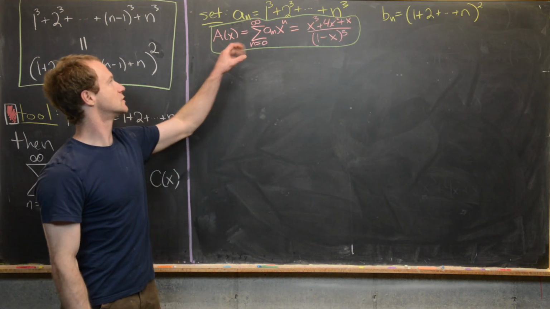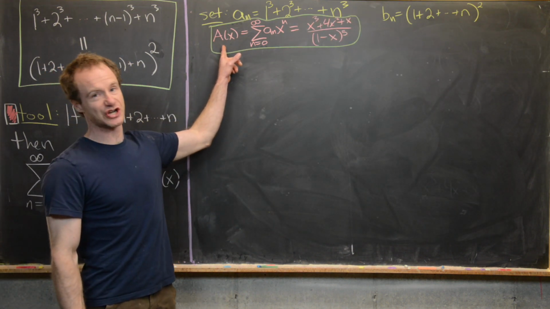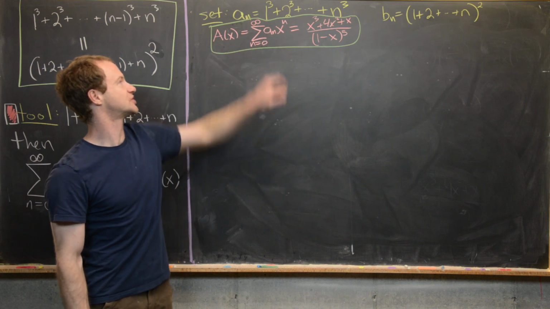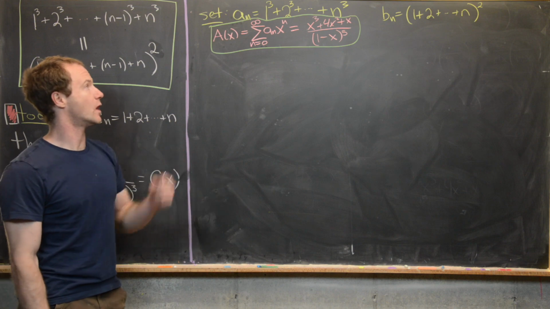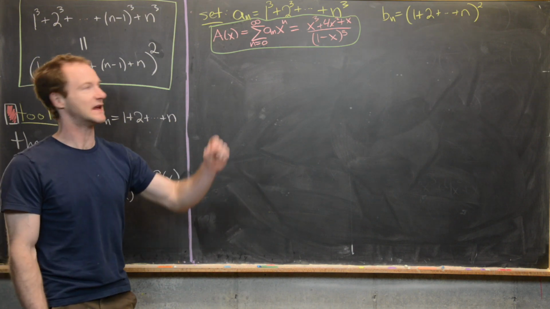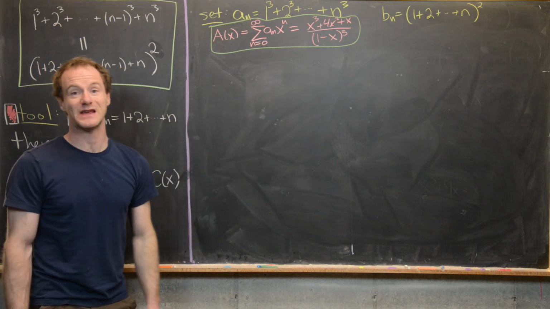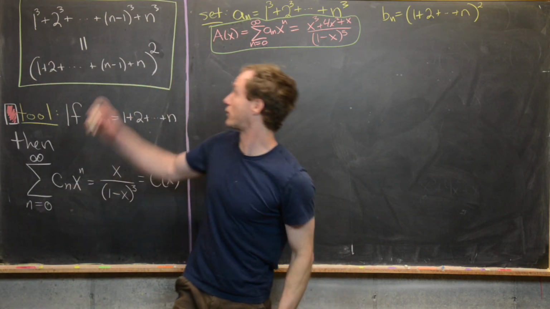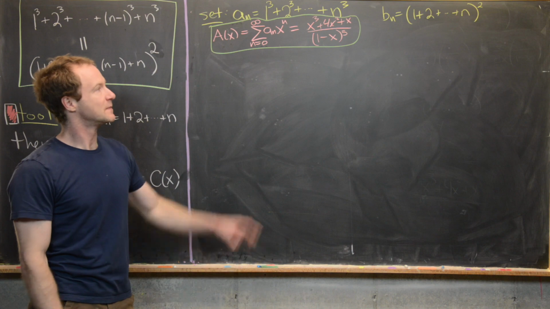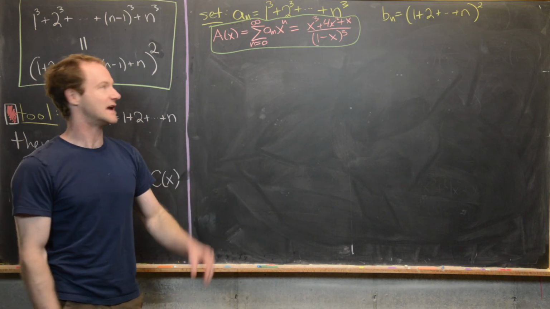Okay, so we just got a closed form for our A(x) generating function, which was the generating function for a_n, which was given by this sequence of numbers, 1 cubed plus 2 cubed all the way up to n cubed. Now we're going to work on our b_n sequence. Hopefully we get the same generating function, and that will prove this identity.